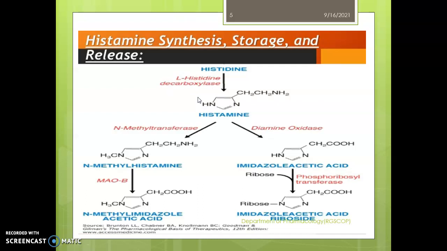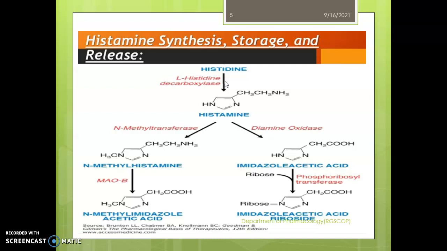The histidine decarboxylase enzyme has a very wide distribution. It is located in most tissues: mast cells, GIT mucosa, and some actively growing tumors in the body. Activation of the histidine decarboxylase enzyme occurs basically by some chemicals, infection, stress and nicotine. These are the activators for the histidine decarboxylase enzyme.